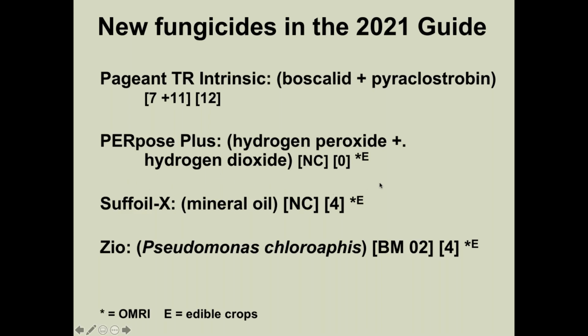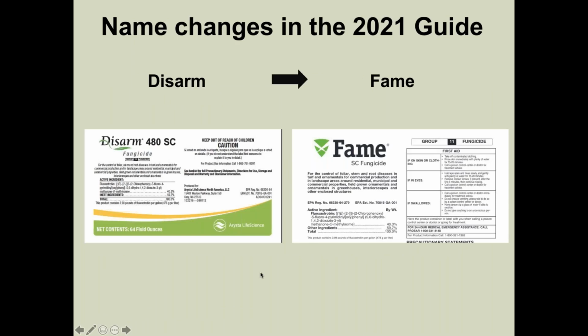Not new, really, Sulf Oil X is a mineral oil, but based on recommendations from Leanne as well as recommendations from growers, it's very good in terms of management of powdery mildew. And another biological product that we have is called Zeo. It's a Pseudomonas product.